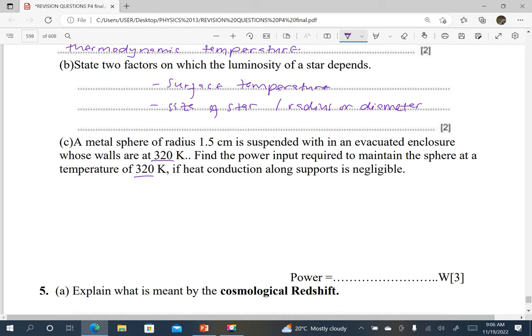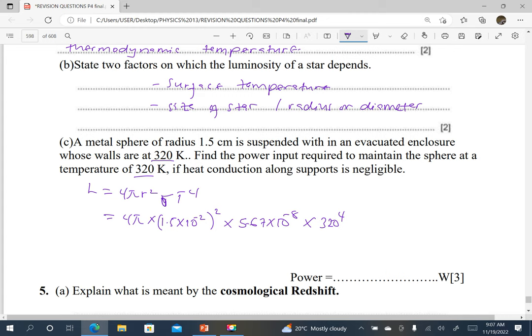So L is going to be equal to 4 pi r squared, that is the area, times sigma times T power 4. This expression is always given in the list of formulae. So this is going to be 4 pi times the radius, 1.5 times 10 power negative 2 to change it to meters, squared. Then times Stefan-Boltzmann's constant, which is 5.67 times 10 power negative 8. This is always given. Then times the temperature, which is 320 raised to power 4.